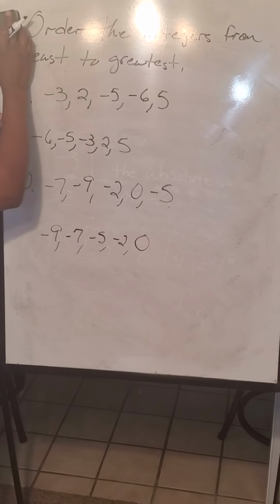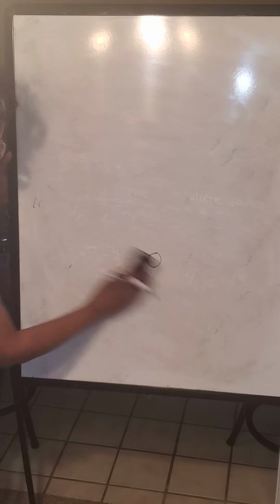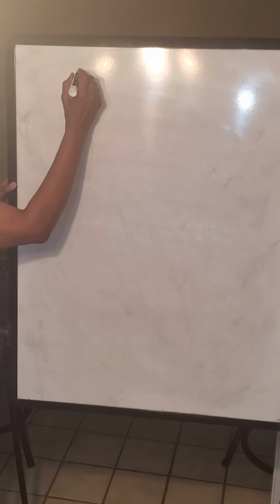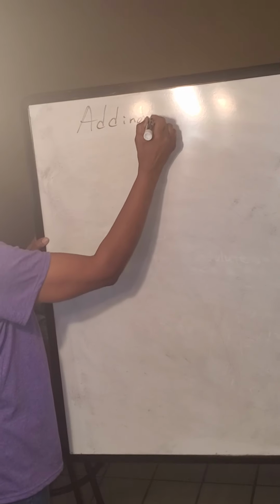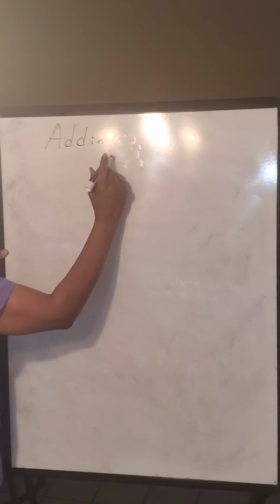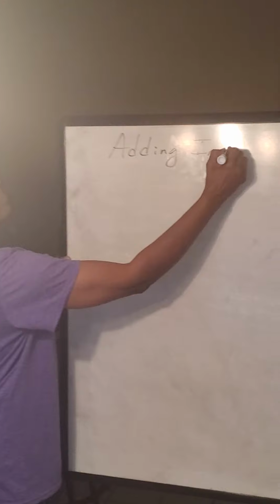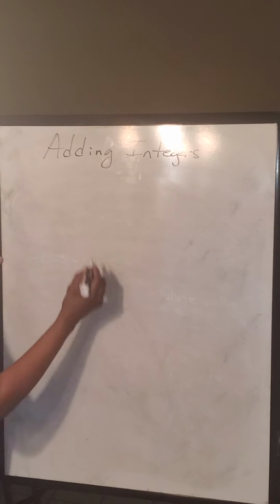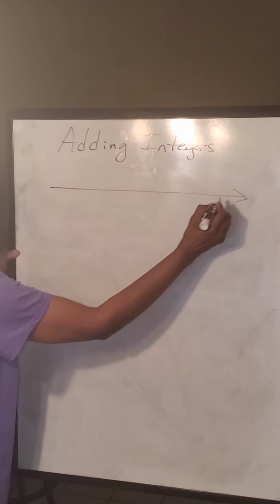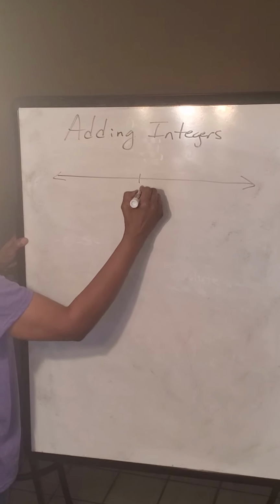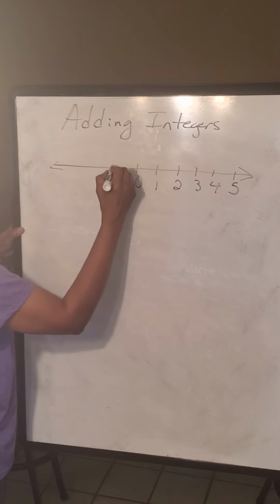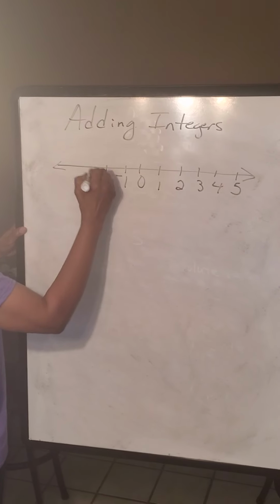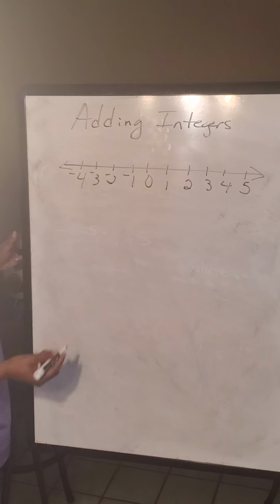The next thing we're going to look at is adding and subtracting integers. So I'm going to look at adding first. So let's look at adding integers. I'm going to use a number line so that we can develop our rules, rather than just give you the rules. I want to prove to you how we come up with the rules.